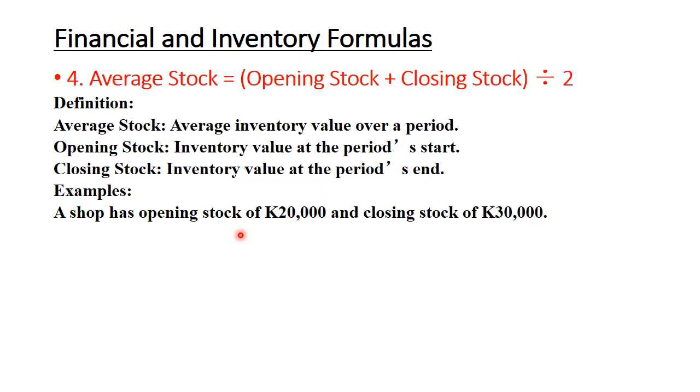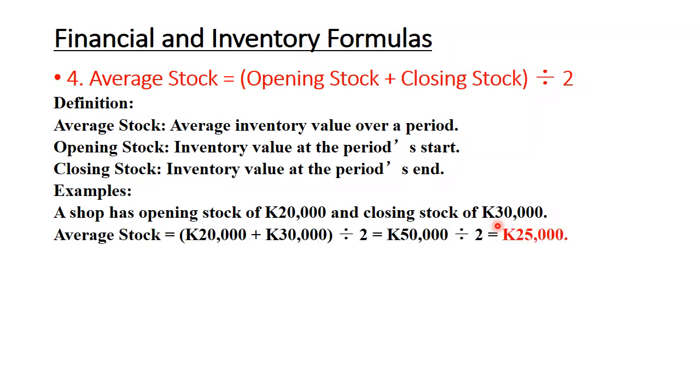Okay, so here is an example. A shop has opening stock of 20,000 and a closing stock of 30,000. What is the average stock? So the average stock is opening stock plus closing stock, then you divide by 2. 20,000 plus 30,000, it's 50,000. You divide 50,000 by 2, so 25,000 is the average stock.